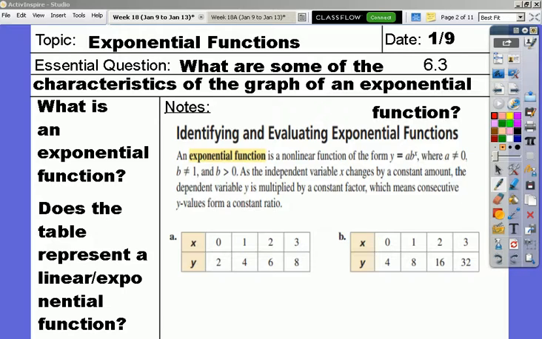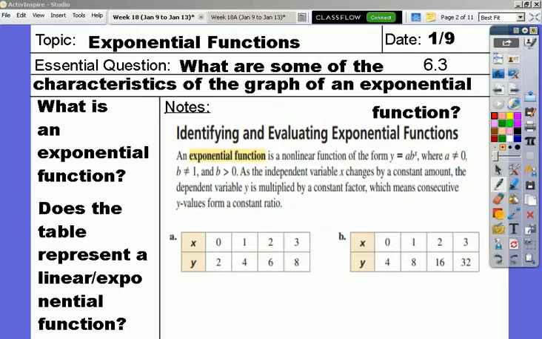And as the independent variable x changes by a constant amount, the dependent variable y is multiplied by a constant factor, which means consecutive y values form a constant ratio. That's a lot. So first of all, we have to understand that x and y will be increasing or decreasing by the same amount, but the y values in our y coordinates will be multiplied by a constant ratio.